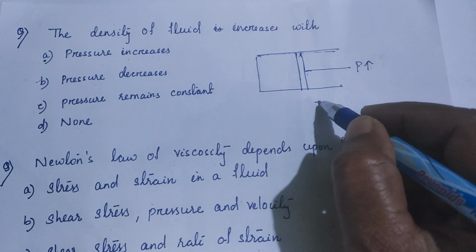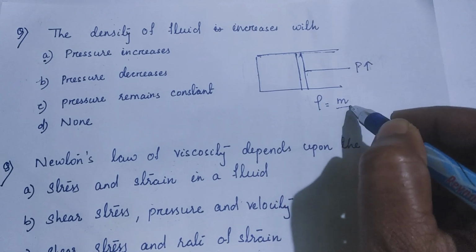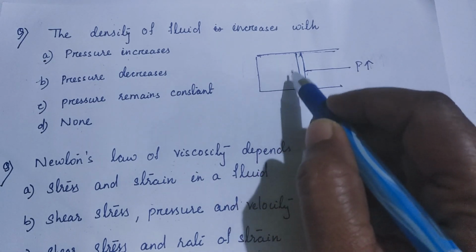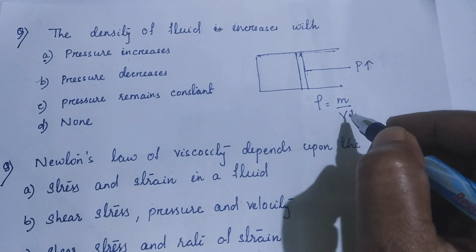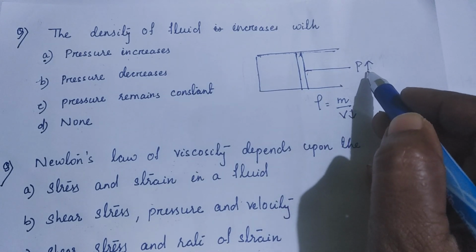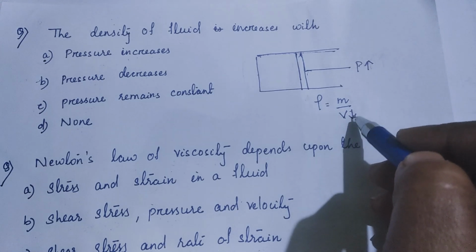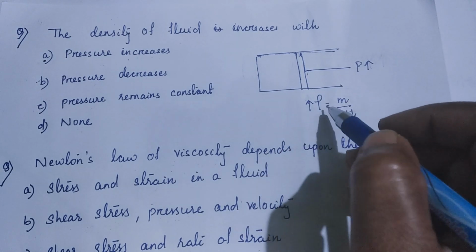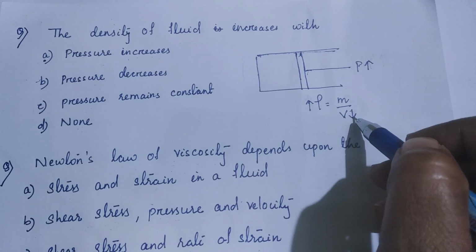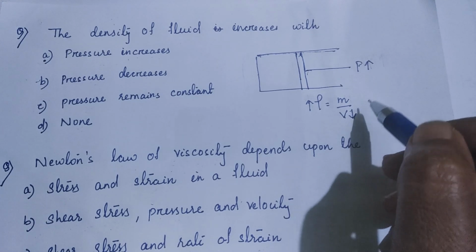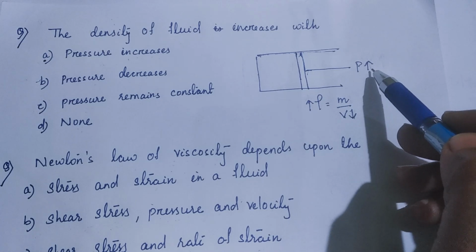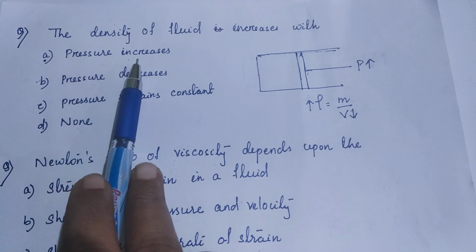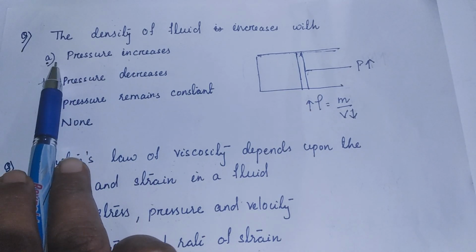We know the relation, that is density equal to mass per unit volume. As pressure increases, it means the volume of this particular mass is decreasing. This volume is decreasing due to this increased pressure. As volume decreases, the density of the mass within this space is increasing. So, we can say that the density increases because volume decreases, and this volume decreases because pressure increases. So, here we can say that the density of the fluid increases with pressure increase. So, bit A is the right answer.